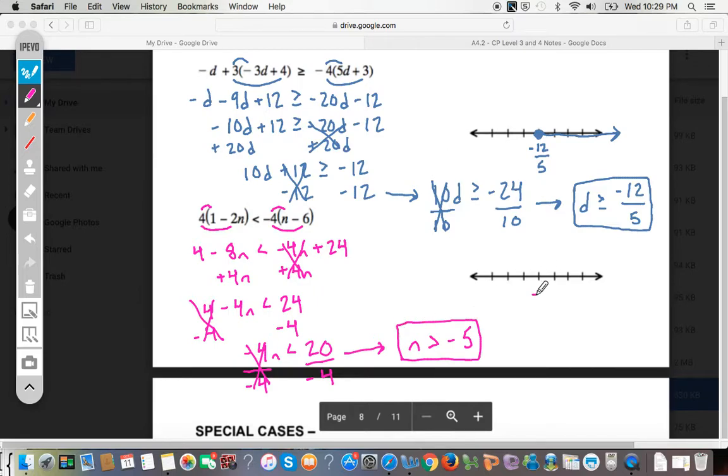Okay, so if I wanted to graph this, I'll put negative 5 right here. Let me add some other numbers. I'll say negative 3 and negative 7. Okay, I'm going to have an open circle because this is not equal to. And n is greater than negative 5, so I'm heading in this direction. Awesome. All right, so let's move on.